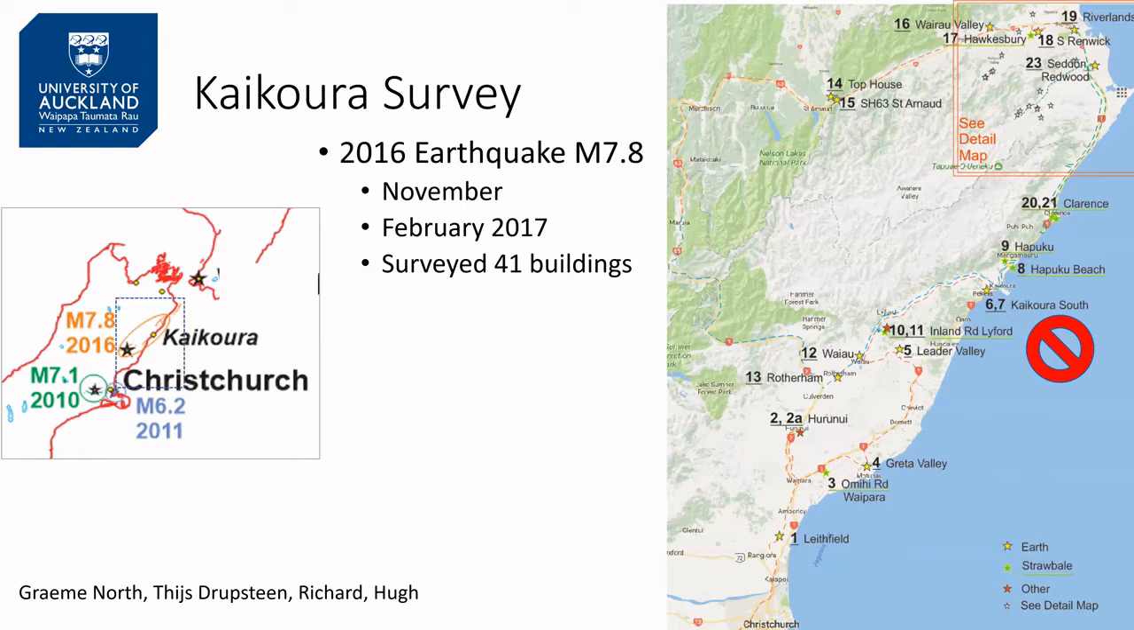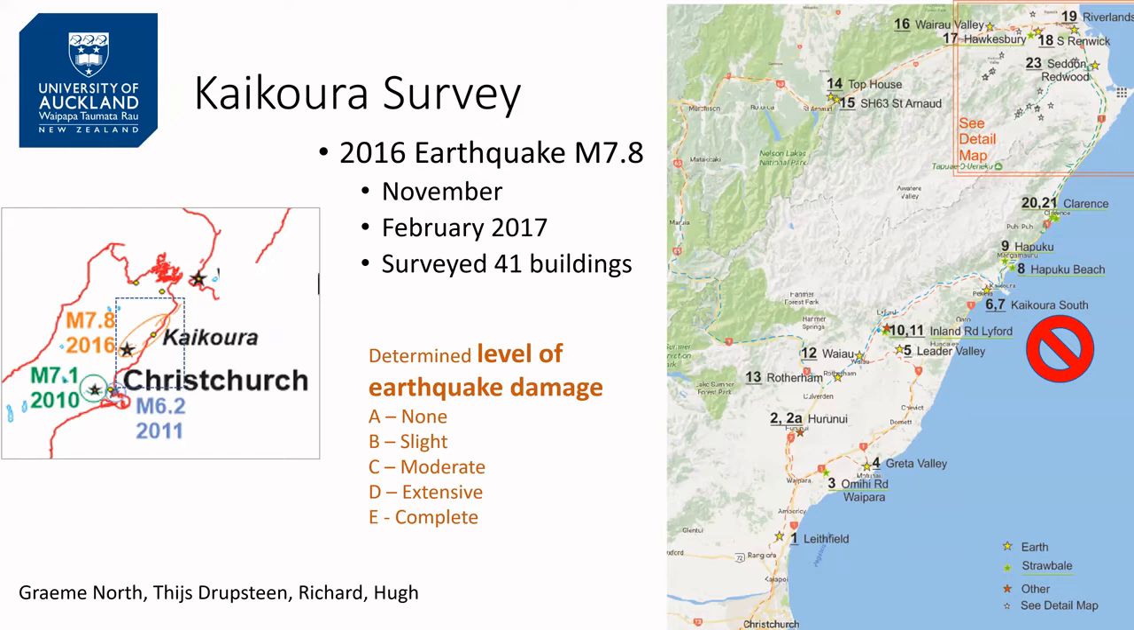So following that earthquake, we did a trip around. We started in Christchurch, went up to Hiranui, back around, and then as far as we could go before the road stopped, then up through the St. Arnold and back down again. And so in this area, of course, there was some very significant damage. Graham North, Tay Stripstein, Richard Walker and I did that survey.